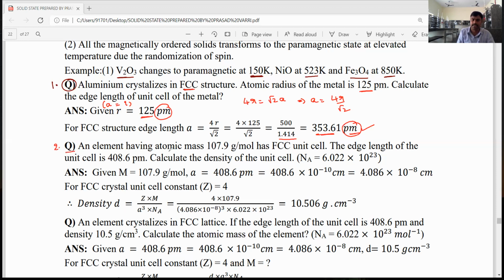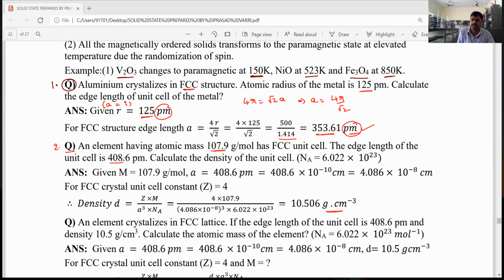Second question: an element having atomic mass m of 107.9 gram per mole has an FCC unit cell. The edge length is also given, and we have to calculate the density of the unit cell. Direct formula, dear students: density is equal to Z into m by a cube into Na. Density units are gram per centimeter cube.